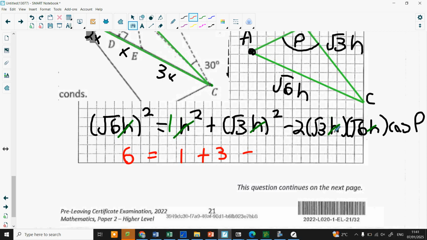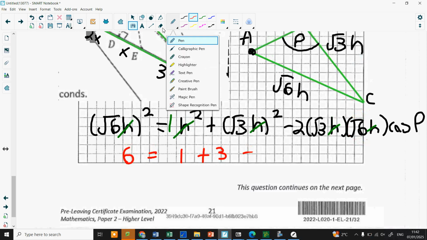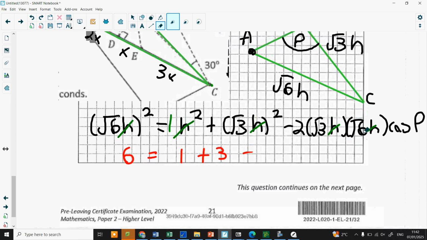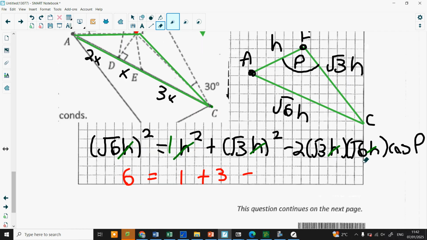So what's that? 6, 1, 3. What? Oh, you're right. It's just a 1, isn't it? Thanks for that. Sorry, I think Finn cut out, that was just an H, wasn't it? Thanks so much. That would have caused havoc. So the H cancels. So just 2 root 3, is it?